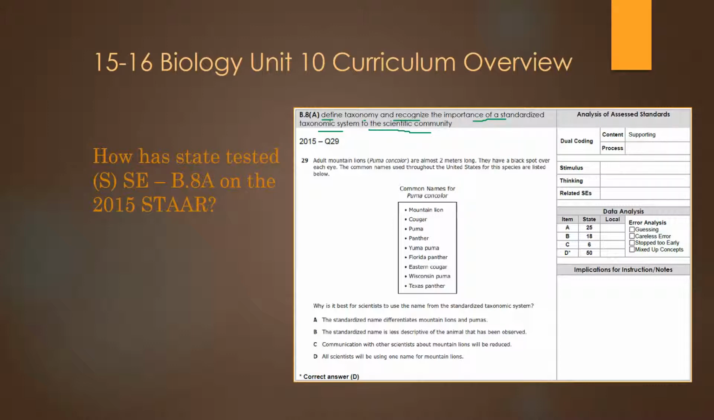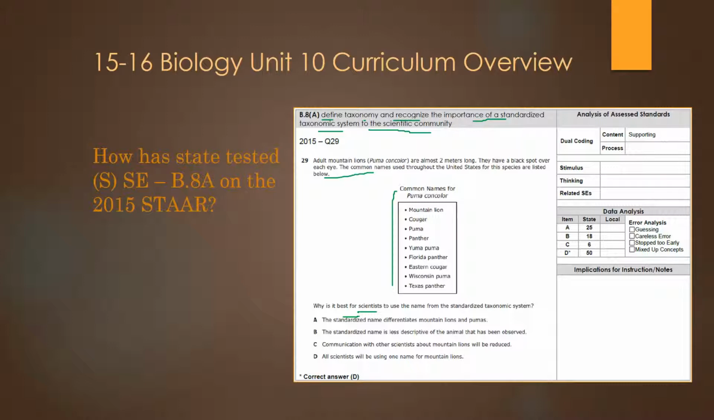And as we go through and read the question, you can read it at your own leisure. The question is, why is it best for scientists to use the name for a standardized taxonomic system? Even if the students did not read the narrative that they gave, or the example of different types of common names, why is it best for scientists? That's the question. They have to understand why is it best for scientists, not for anyone else, just for scientists.